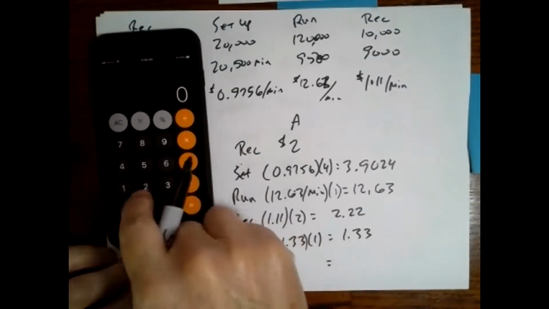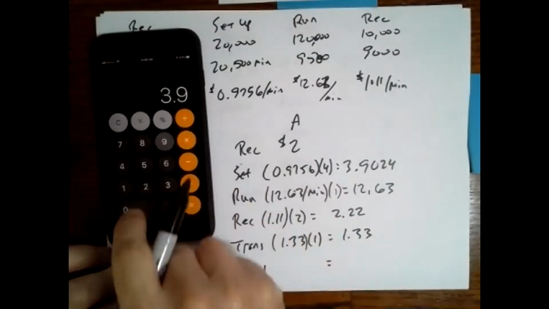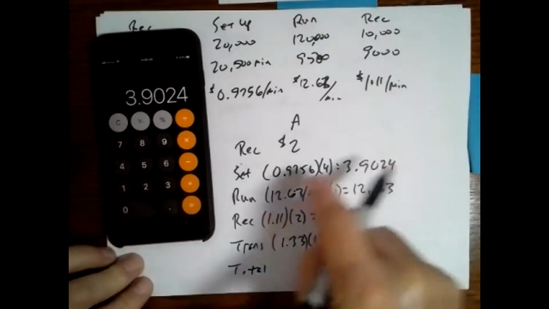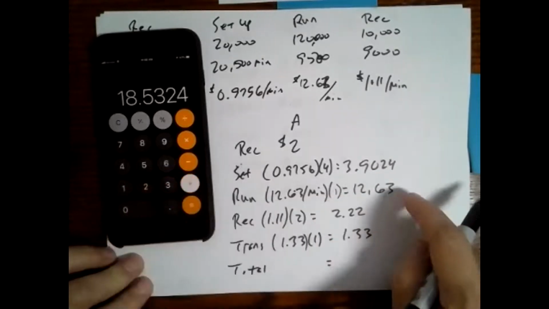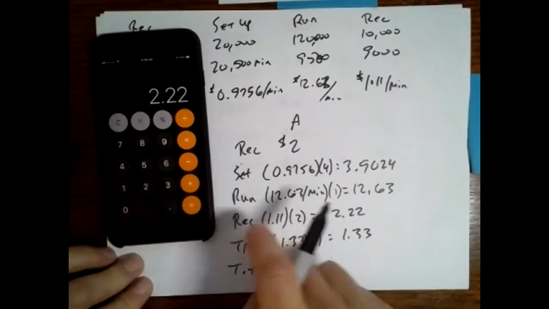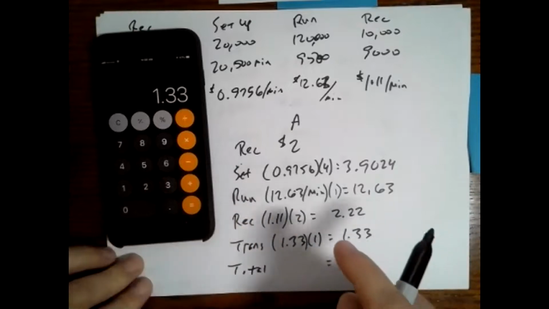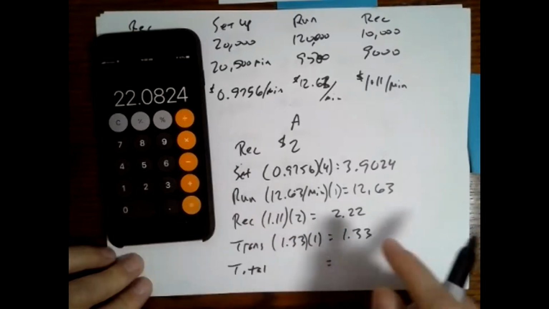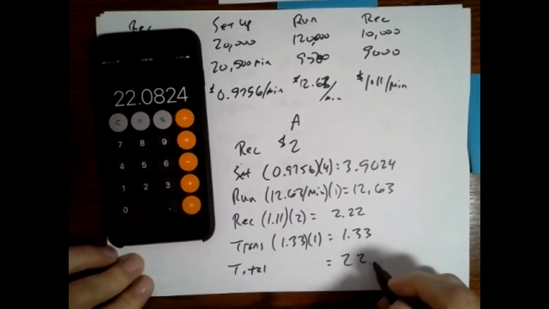So to calculate the total cost of doing 1 A, it's $2 for receive plus 3.9024 for setup plus 12.63 for running plus 2.22 for recording plus 1.33 for transmitting, or a total cost of $22.08.